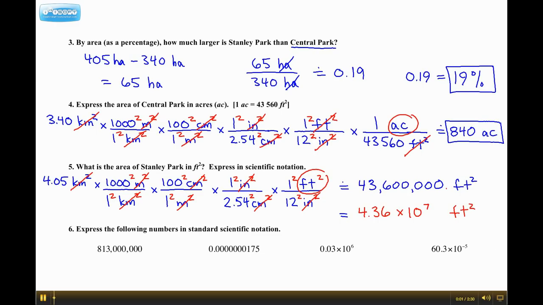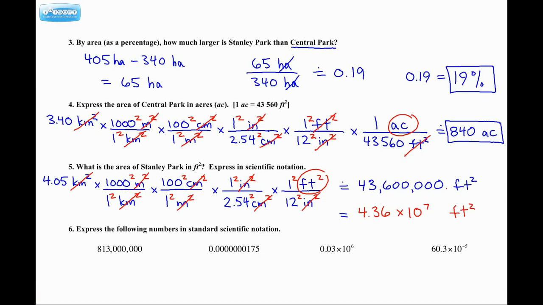Okay. Number 6, express the following numbers in standard scientific notation. Well, I said scientific notation. What does standard mean? Okay. Well, I'll explain that particularly with these last two.